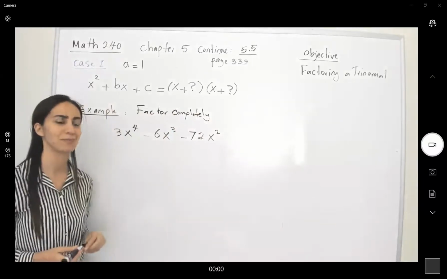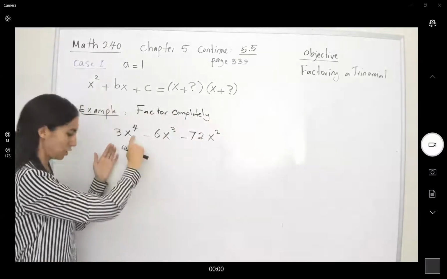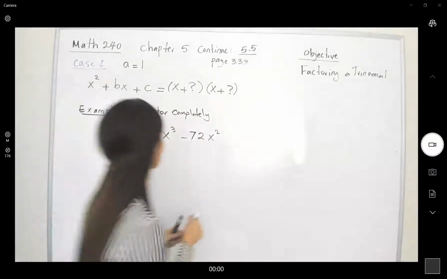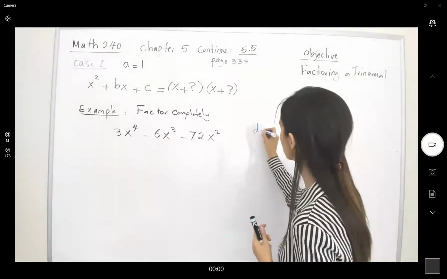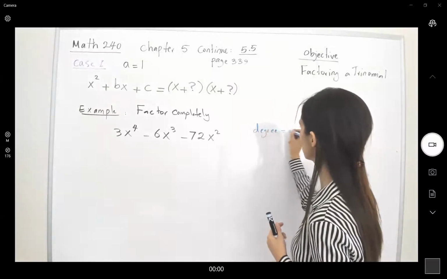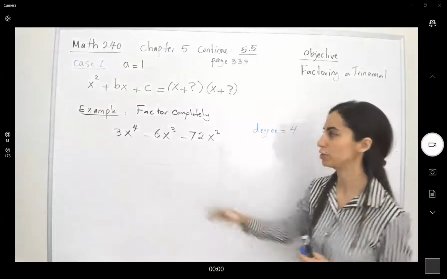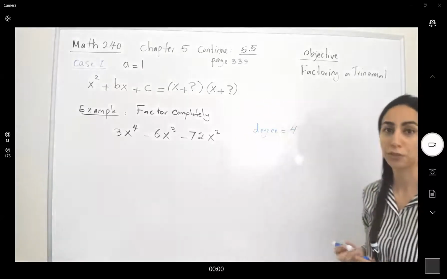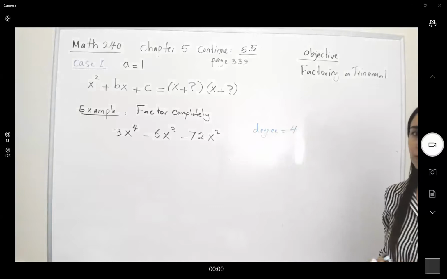Very well. So take a look at your expression. Here you have x to the fourth. The degree of this expression is actually 4. Of course, it's a trinomial. Here you have 3 terms: 1, 2, 3 addends, 3 terms. The degree is 4. So what should I do now?